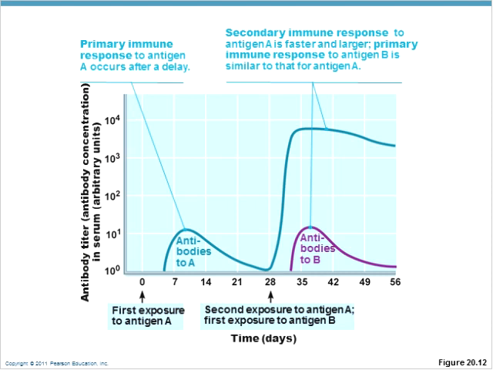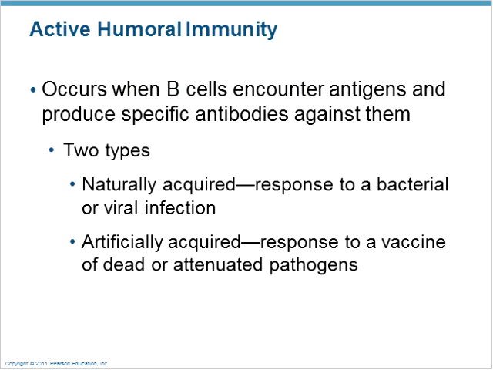This gives you a nice little slide about that. The first exposure here is 0. You can see the antibodies start to react, and within 28 days they go away, but it takes a good 10 days before they hit their peak. With the secondary exposure, we've already had those memory cells available, and the antibody reaction is far greater, going from about 10 to the 1 to 10 to the 4th, and you see a very long tail, so it's drawn out. Active humoral immunity occurs when B cells encounter antigens and produce specific antibodies against them.